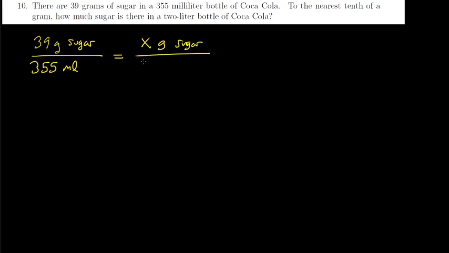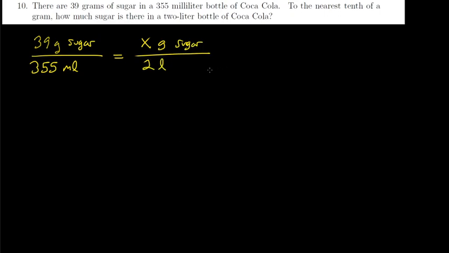And number 10 is very similar, so I'm going to go through it quickly. We have 39 grams of sugar in a 355 milliliter, you can abbreviate, milliliter of Coca-Cola, right? So to the nearest tenth of a gram, how much sugar, so X grams of sugar, in a 2-liter bottle of Coca-Cola.